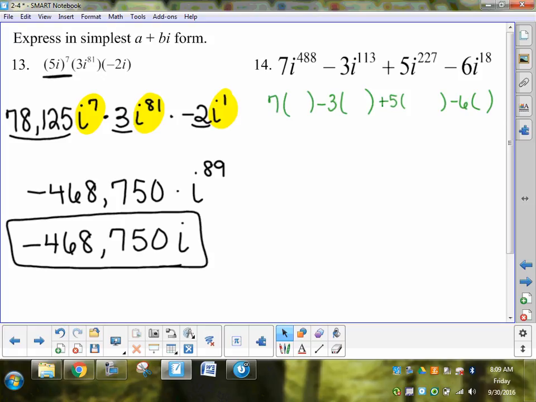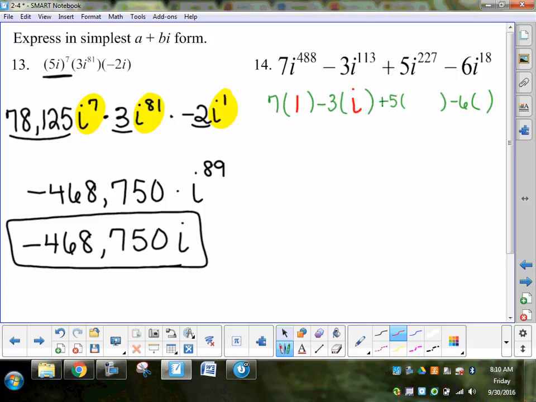1, all right. Who can tell me what i to the 113th power is going to be? Did we get anybody that got that one? Go ahead. Positive i, all right. What about 227? Where's that going to go to? Is that 1? I thought it came out to be a negative i. What about i to the 18th power? I didn't get that to be 1 either. Negative 1, yeah.